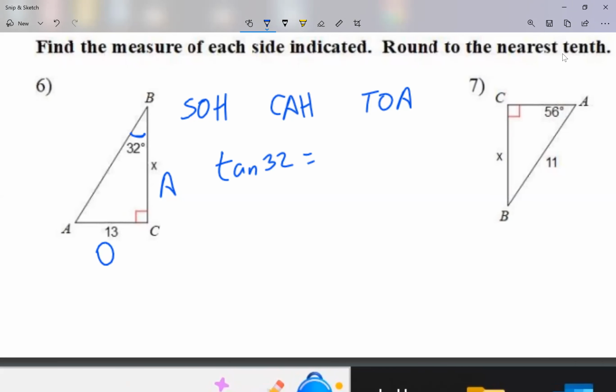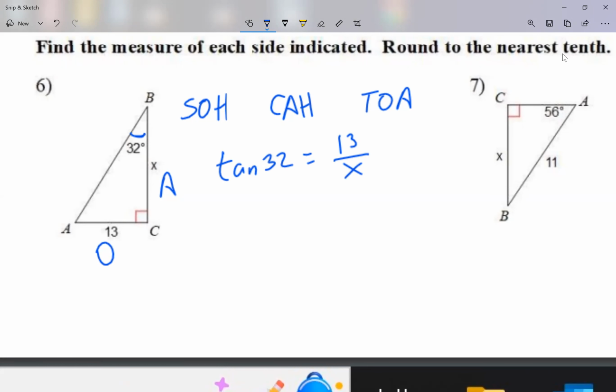Now for this case, I'm only using sine, cosine, tangent because of my calculator. I only have sine, cosine, tangent. I'm not going to use the other three ratios like cosecant, secant, or cotangent. I can only use sine, cosine, or tangent. So I have the tangent is equal to 13 over x.